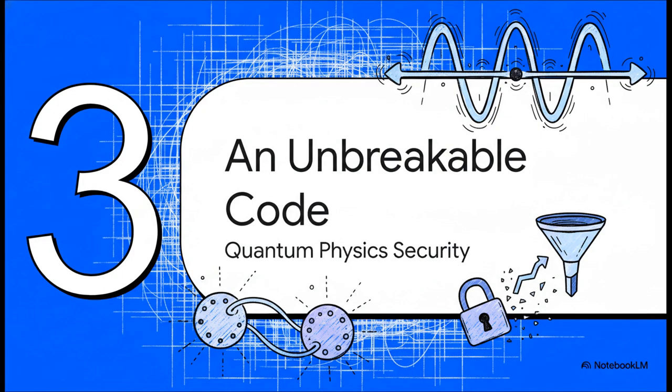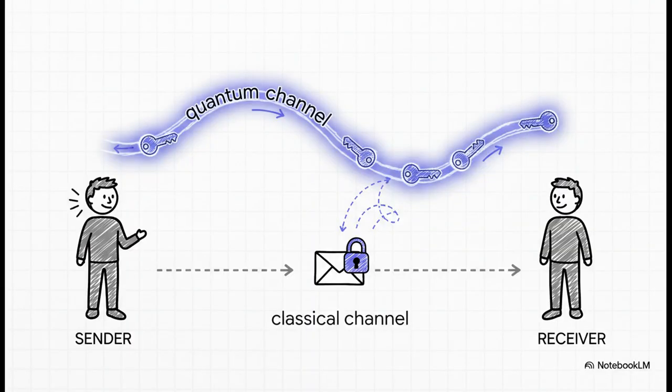Okay, so let's recap. We have our 3 rules: superposition, entanglement, and measurement, the weird physics behind it all. So now, let's put them all together and see how they create a code that is, for all intents and purposes, unbreakable. So the killer app for all this, the first big thing it's used for, is something called quantum key distribution, or QKD for short.